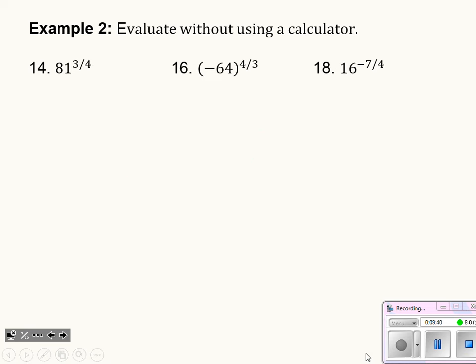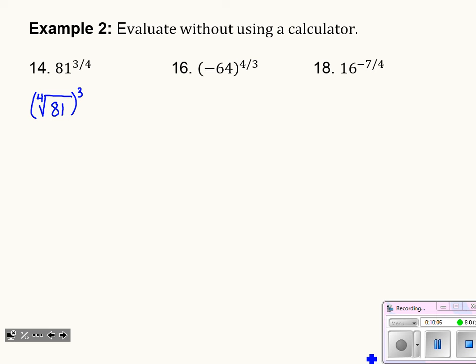Example 2, evaluate without using a calculator. This means that we should be able to simplify by converting to roots and working our way backwards through that. So 81 to the 3/4 power is like, let's see, the denominator makes it smaller, so that's the fourth root of 81, and then the numerator makes it bigger, that's a power on that root.